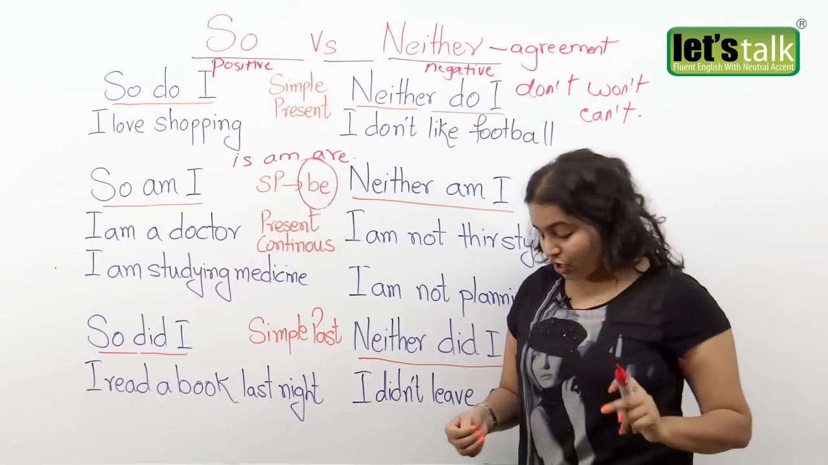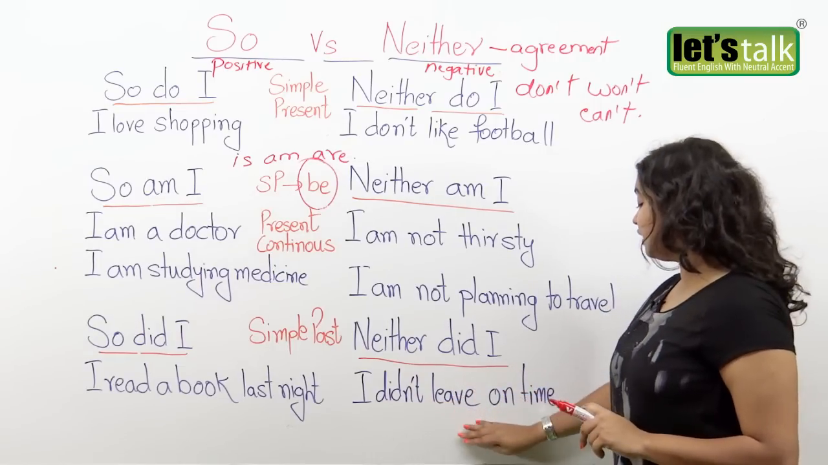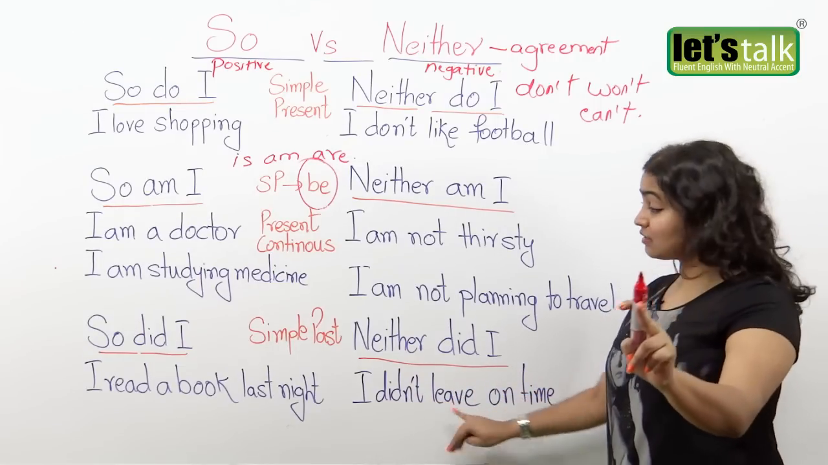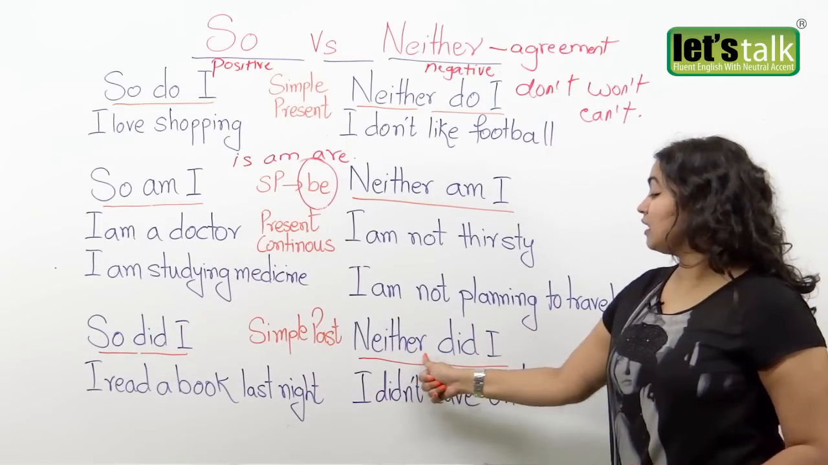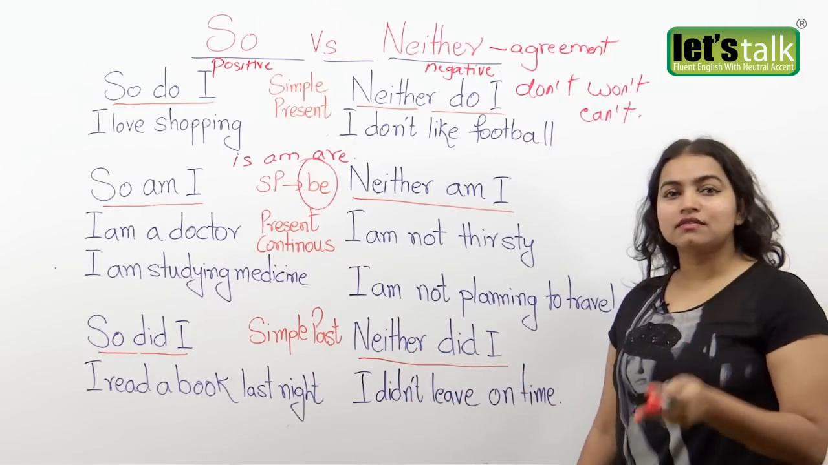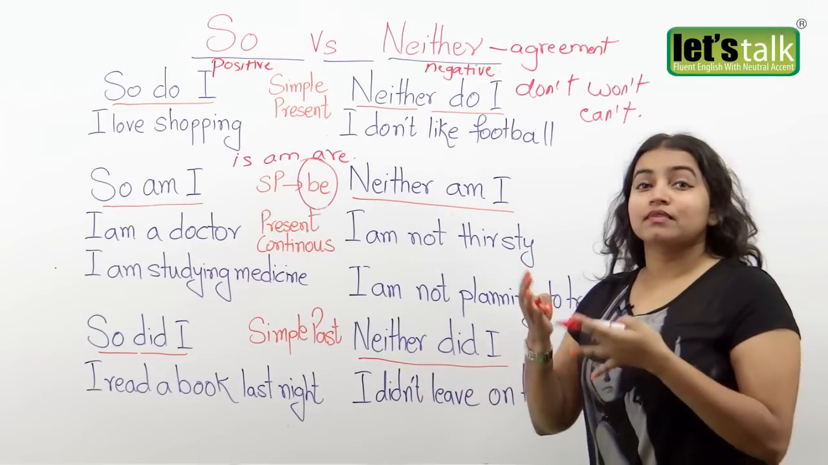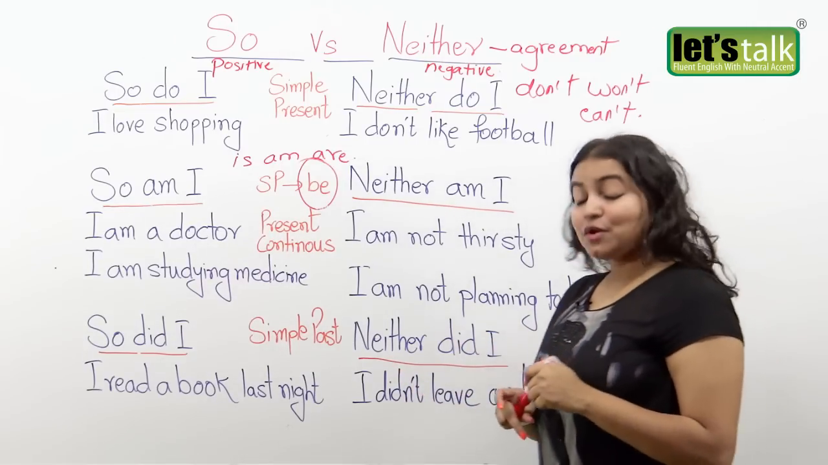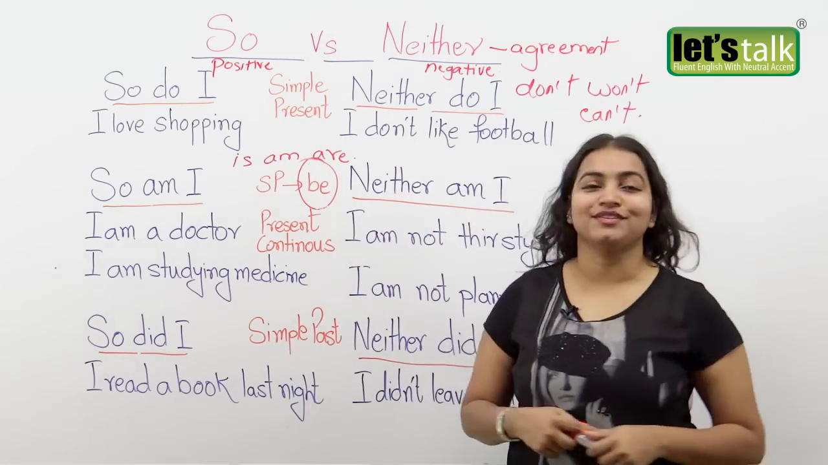Okay. Similarly, the negative sentence, I didn't leave on time, a negative sentence in the simple past tense. The response to that would be neither did I. I didn't cut the cake, neither did I. I didn't drive yesterday, neither did I. Okay, well, let's have a look at some more statements using both these words.